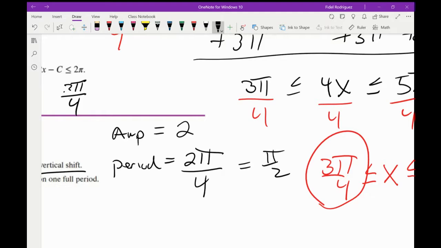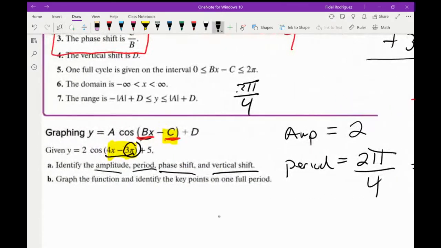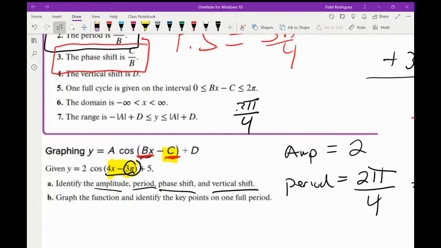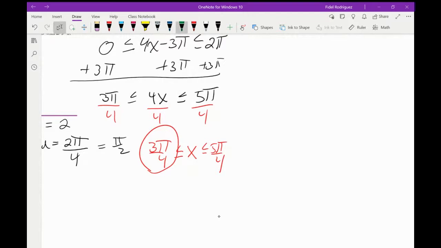Because the phase shift is only c over b, and remember the b is just the number in front of the x. It's just the coefficient of the x. Good question.